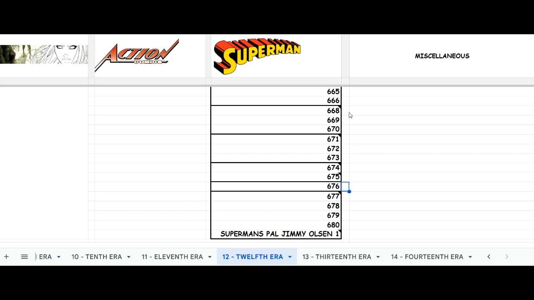Then we have a single connective issue, Superman 676. And then we have the final arc here, and this one I like to call the Coming of Atlas. The Coming of Atlas is a story arc that includes issues 677, 678, 679, and 680. 680 is a last issue that ends saying to be continued in Superman's Pal Jimmy Olsen #1, and that is the issue you need next.